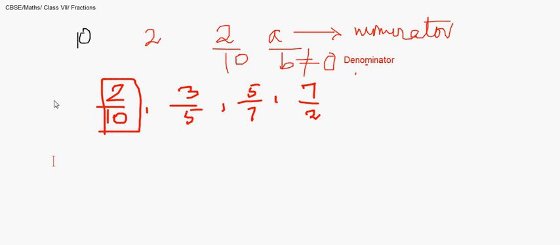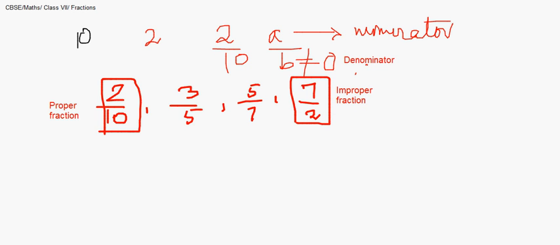That means a proper fraction is a fraction where the numerator is smaller than the denominator. The second one in the example is also a proper fraction, where 3 is smaller than 5. Even the third one is a proper fraction, but look at the last one. This is 7 by 2. Here the numerator is greater than the denominator. So this is called an improper fraction, where the denominator is smaller than the numerator.